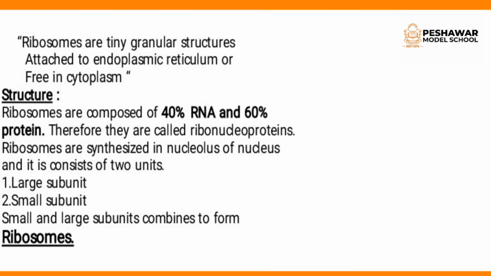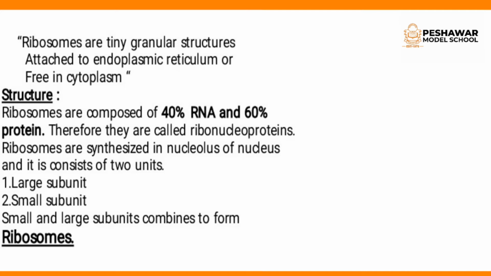What is the structure of the ribosomes? Ribosomes are chemically composed of 40% RNA and 60% protein. They have ribonucleic acid and they have protein. Therefore, they are called ribonucleoproteins. Ribosomes are synthesized in the nucleolus of the nucleus.